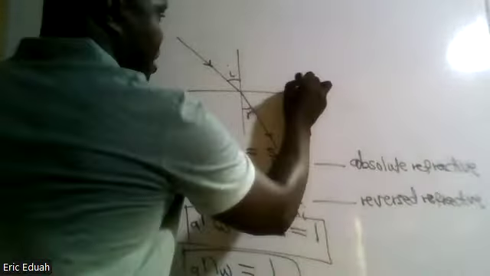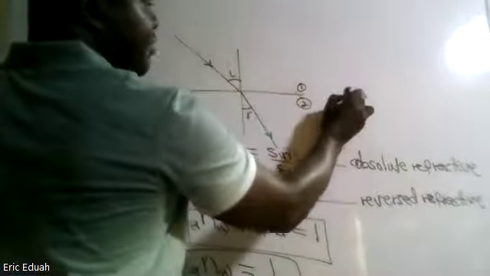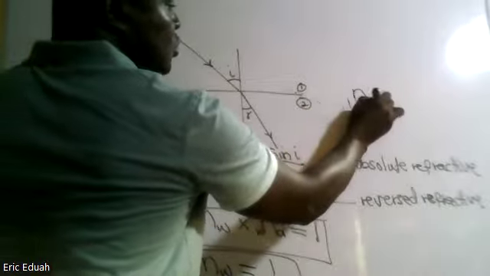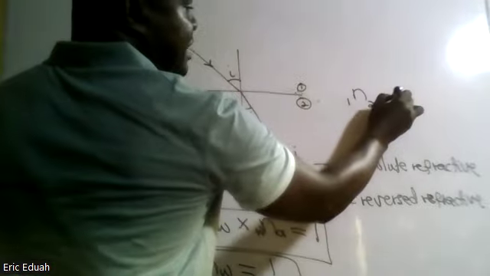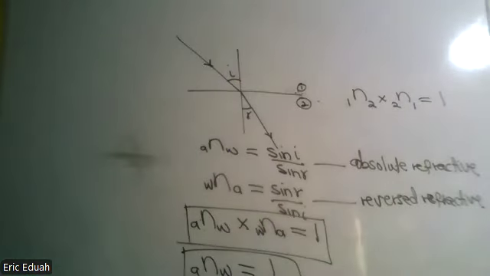So if the materials are not air and water, maybe they are labeled as 1 and 2, medium 1, medium 2. Then I can say that the refractive index from 1 to 2 times the refractive index from 2 to 1, this product is equal to 1. Very, very important. And we are applying this as we go on in physics. Please, any question?